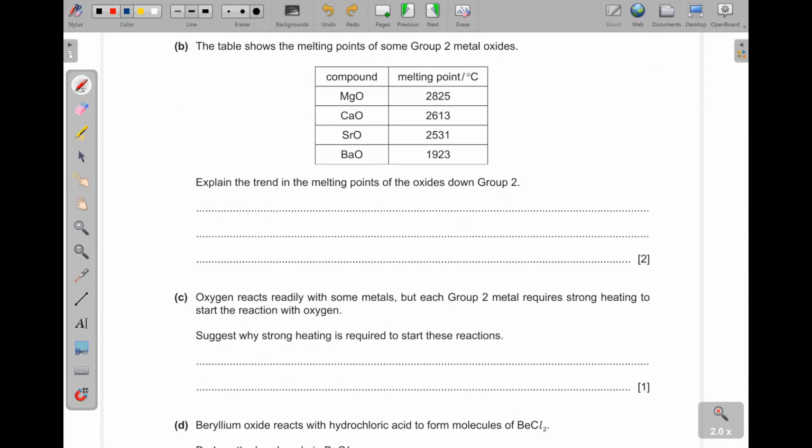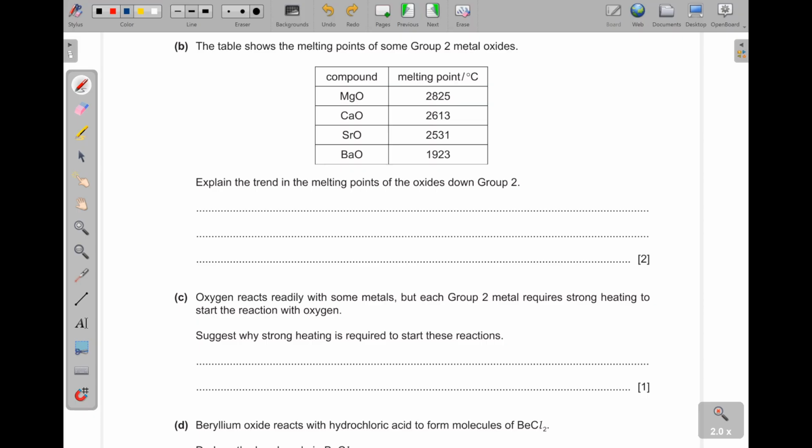The table shows the melting points of some group 2 metal oxides. Explain the trend in the melting points of the oxides down the group. So what do we see? We see that the melting points are decreasing down the group, okay? But then for the melting points, we look at the structure and the bonding. All of these ones have giant structures. The bonding is ionic, okay?